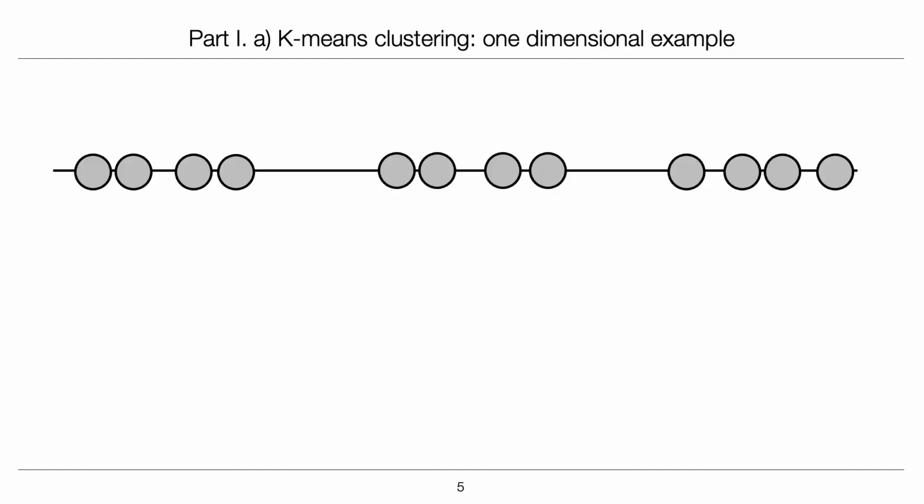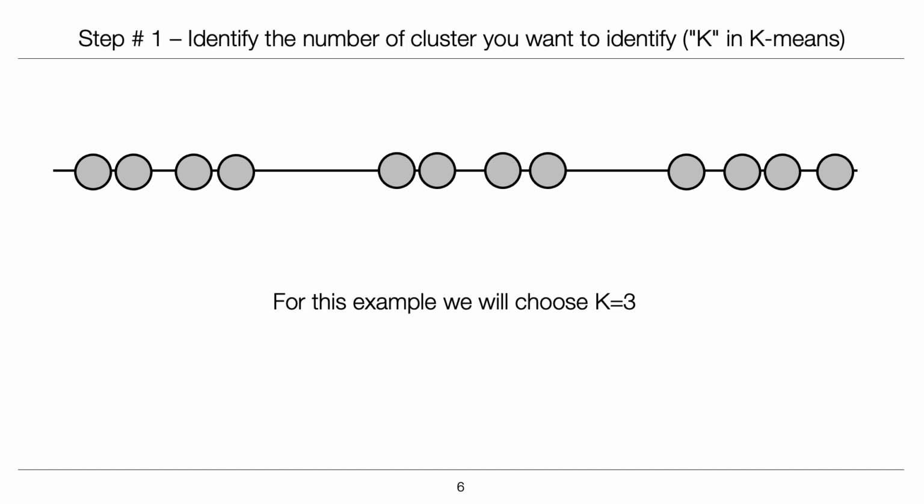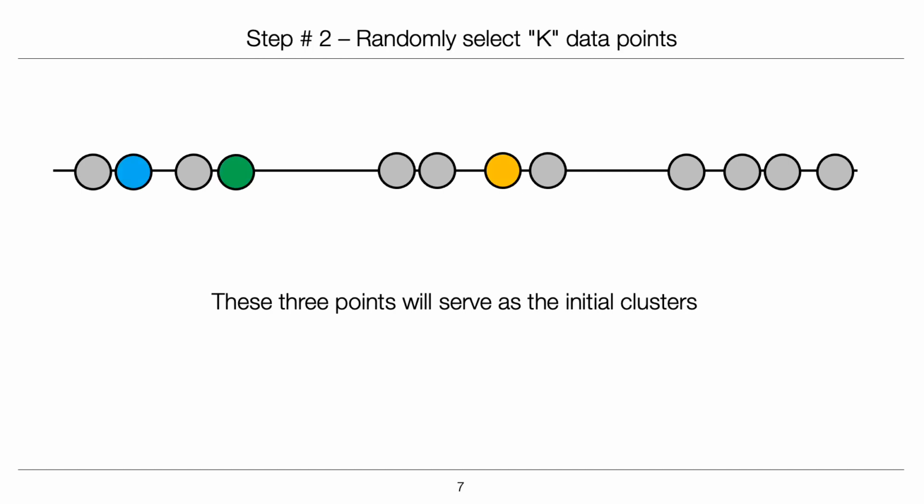The first clustering technique we will talk about is k-means clustering, where k indicates how many clusters you wish to have. We're going to explain this using a simple one-dimensional example, whereby we have 12 data points on a line. For this example, we're going to set k to be 3. We randomly pick 3 data points as the centers for our 3 clusters.